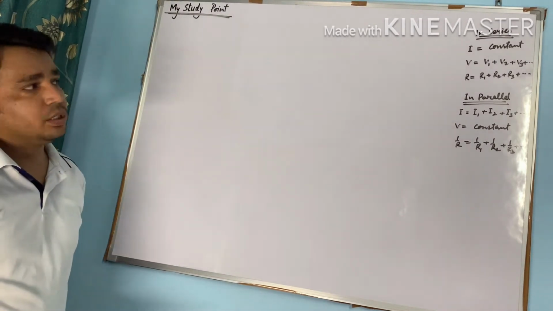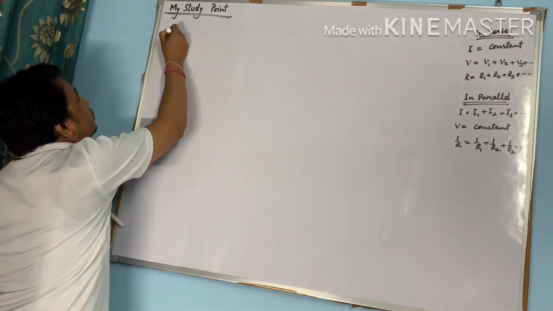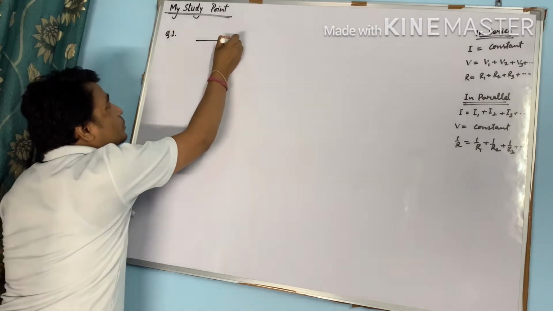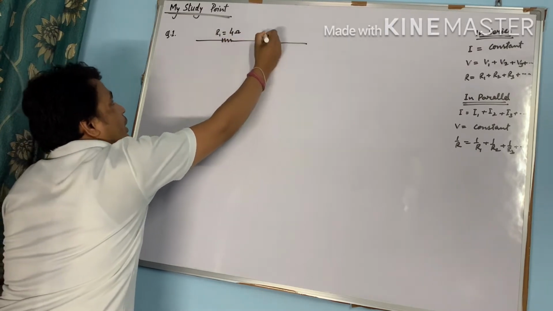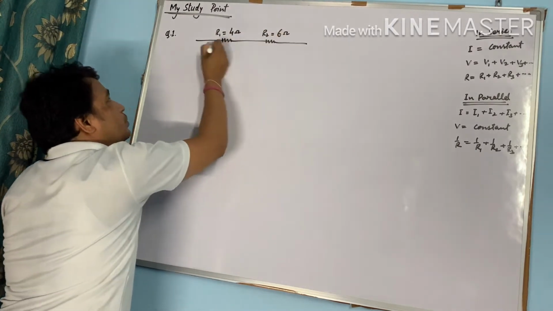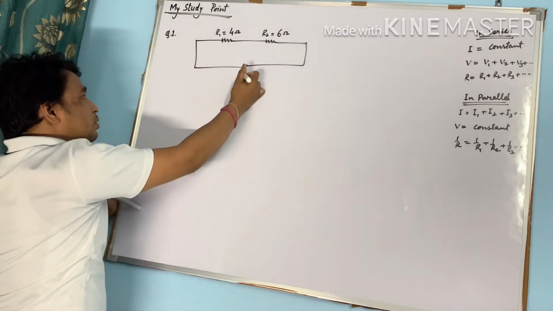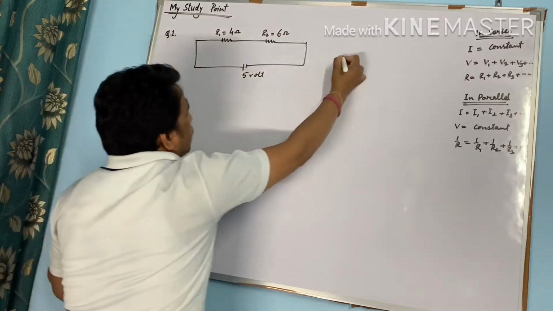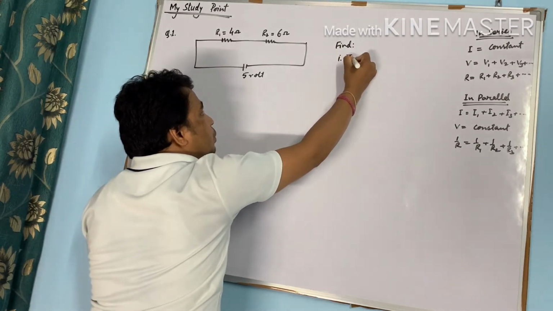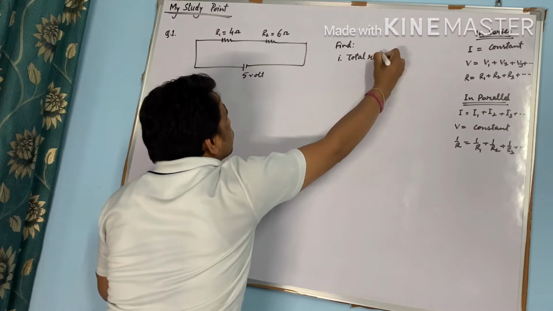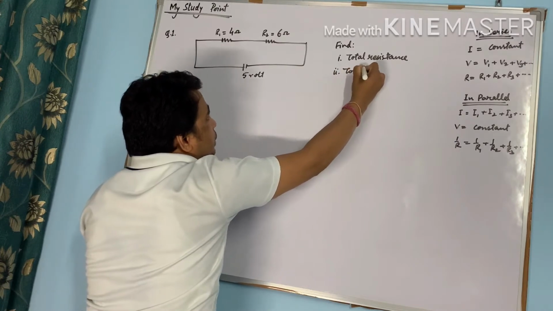Let us practice some numericals on this topic, combination of resistances in series. First question: two resistors, R1 is 4 ohm and R2 is 6 ohm, connected to a battery of 5 volt. We have to find, first, the total resistance, and second, the total current.